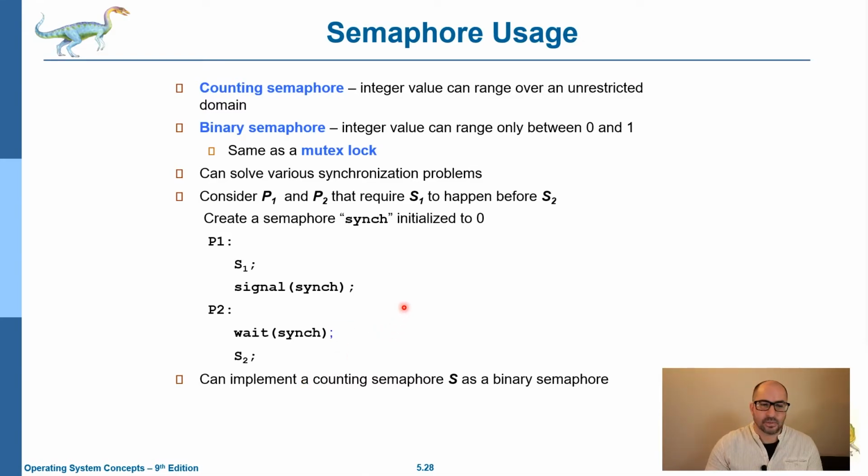There are two types of semaphores that may be referred to. A counting semaphore has an integer value, or a binary semaphore has a range between 0 and 1. It is not quite the same as a mutex, but it can service the same functions as a mutex.